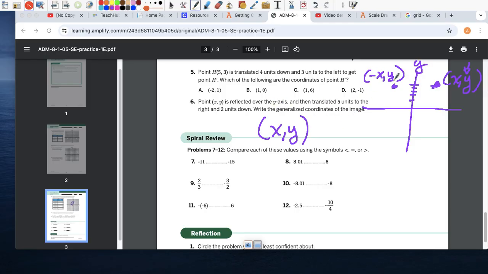And then from here, they're asking you to take this 5 to the right and 2 units down. So remember, when you go left and right, we're talking about the x. When we talk about going up and down, we talk about the y. So we have the point negative x, y, and we're going to go 5 units to the right. So negative x, what are we going to do with negative x? I don't know where it is, but to wherever that is, I'm going to add 5. And then my y value, what am I doing to my y value? I'm going to take it down. So to take it down means to subtract 2.